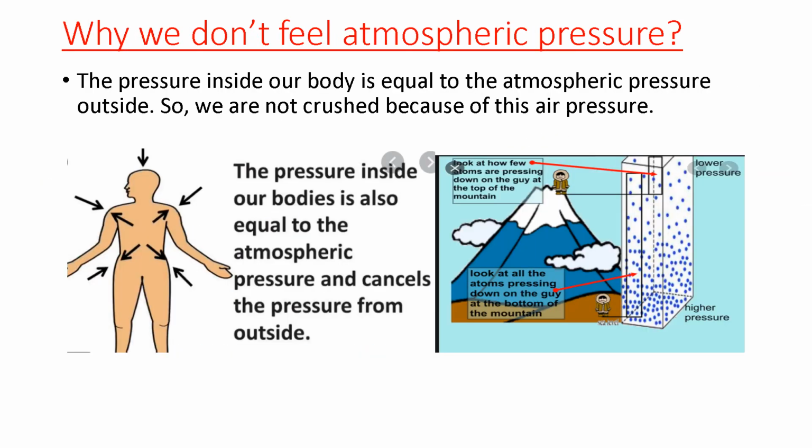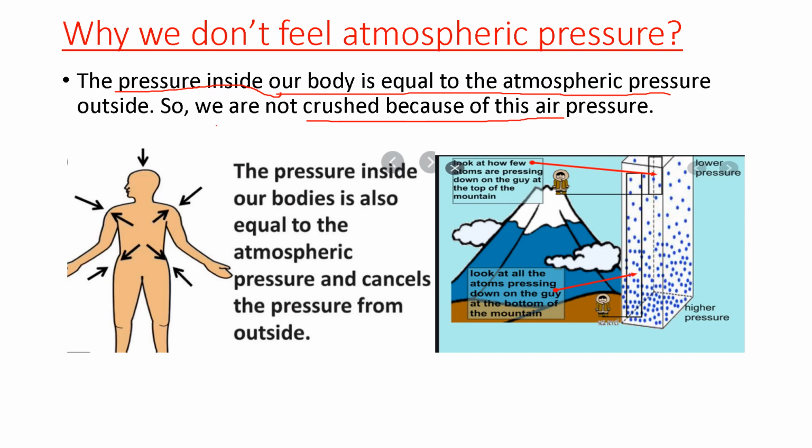Now the question arises that though it is applying so much pressure on each and every object present on the Earth, then why don't we feel that atmospheric pressure? It is because our body also applies the same amount of pressure in the opposite direction to the atmospheric pressure. Means it is applying a counter pressure to atmospheric pressure, because of which our body doesn't crush under this atmospheric pressure, and we don't feel that some pressure is being applied on us.